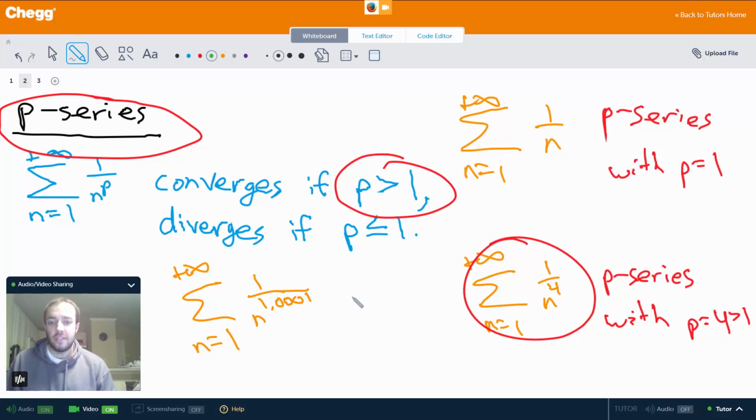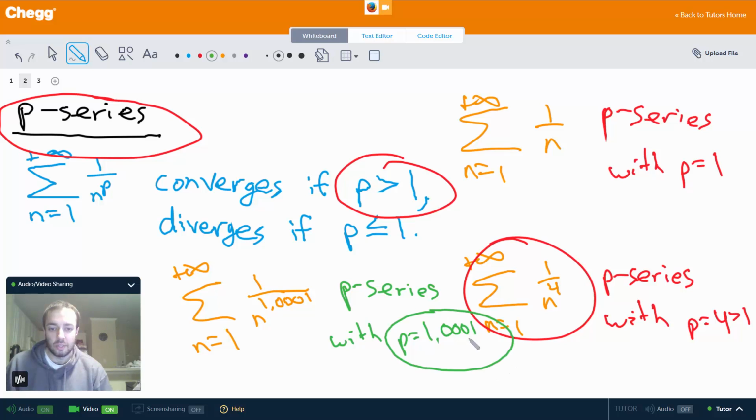So this is a p-series with p equals 1.0001. So we look at our p-series test. Is p greater than 1, or is it less than or equal to 1? Well, we see p is 1.0001, and that is greater than 1, barely, but still it's greater than 1. So this series does converge. So that's pretty much it for p-series.